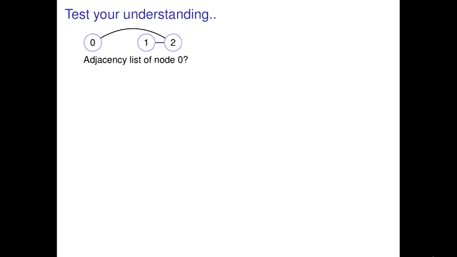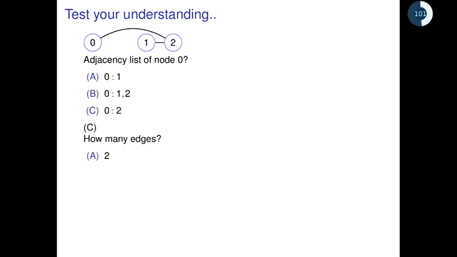Okay, so let's test your understanding. Which one is it? C, okay. Yeah, 0 is connected only to 2, so the list of neighbors has only 2 in it. So how many edges? That's easy. Count the number of black lines on the right. Okay, so there are no other options. So the total length of the adjacency list. What's the total length of the adjacency list?